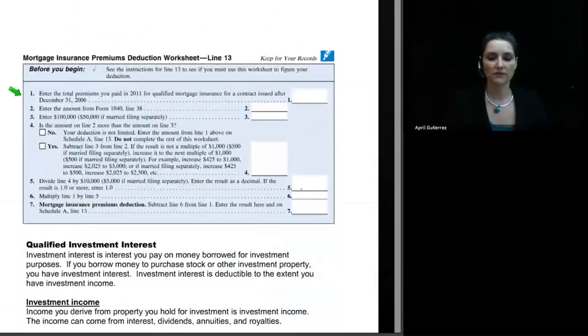There is a worksheet to figure your deduction. And essentially it says how much did you pay in qualified mortgage insurance premiums, what is your income, figure the phase out. If your income's too high, you don't get a deduction. If your income's low enough, you get a deduction. Put it on the form.